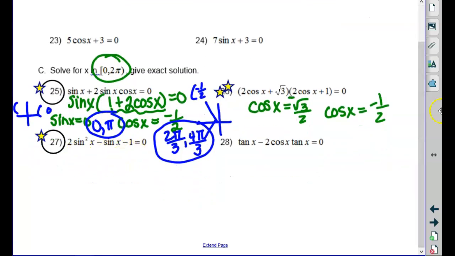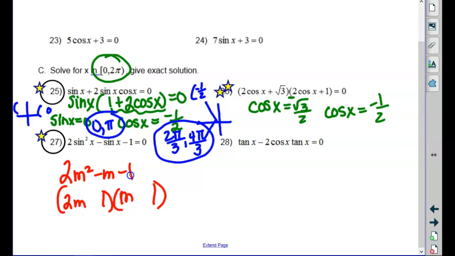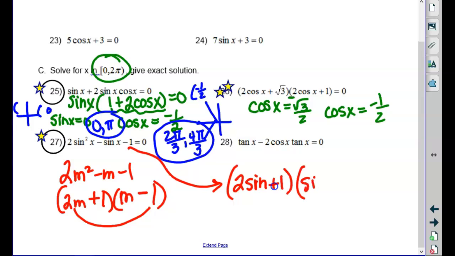What's happening in 27 right here? 2 sine squared minus sine minus 1. Okay, but instead of sine, I wrote m for a minute here. What do I do? I need a negative 1 at the back, so I need this one to be negative, right? To get a negative 1 in the middle. Is that factored correctly? 2m times m is 2m squared. Negative 2m plus 1m is negative 1m, negative 1. Okay. So I need to go back and put in what instead of m though? So it's 2 sine plus 1 and sine minus 1.